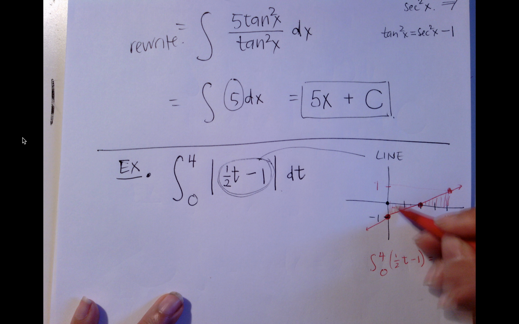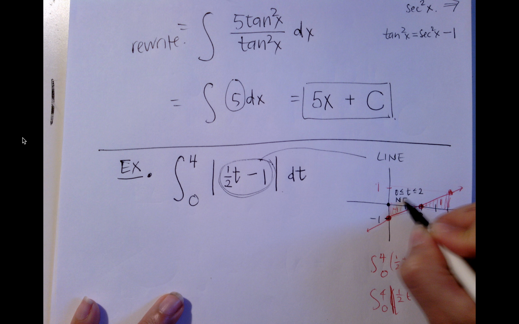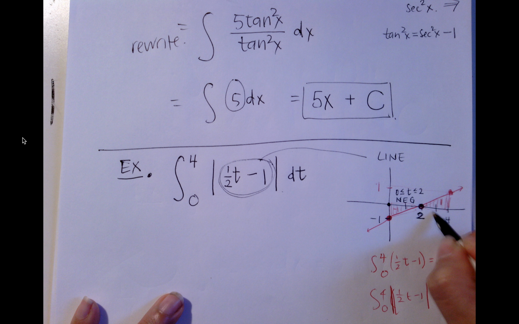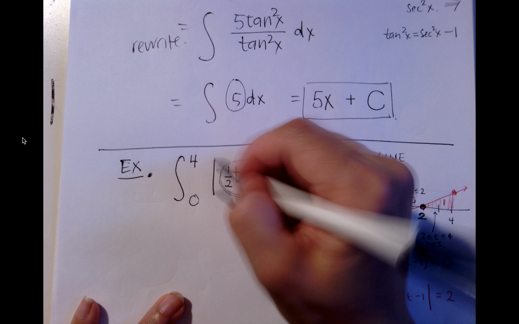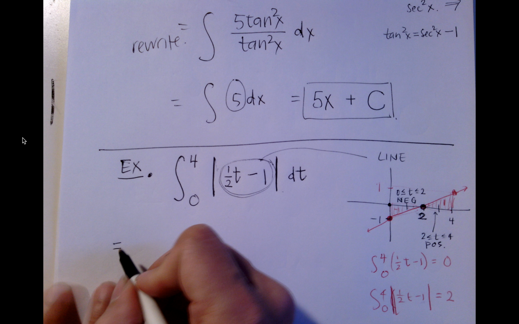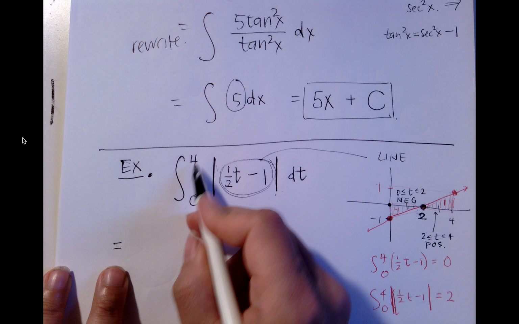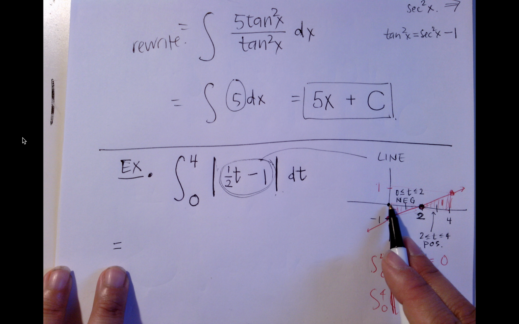So the key thing to notice is that on the interval 0 ≤ t ≤ 2, the function is negative. On the interval from 2 to 4, the function is positive. In general, when you're taking the integral of a function with an absolute value, you really want to rewrite your integral to break the interval [0, 4] into sub-intervals where your function is either positive or negative.